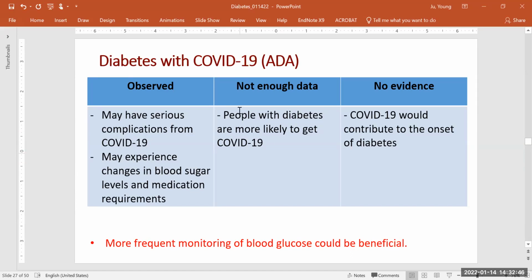So far, there are not enough data to show whether people with diabetes are more likely to get COVID-19 than the general population. And there's no evidence to show that COVID-19 would contribute to the onset of diabetes. So the CDC is continuously updating their website whenever new information about COVID-19 becomes available.